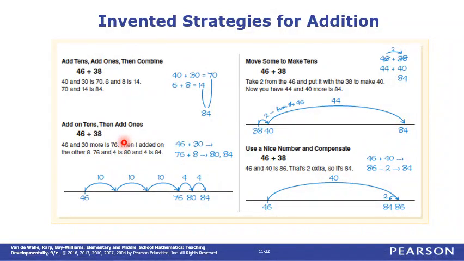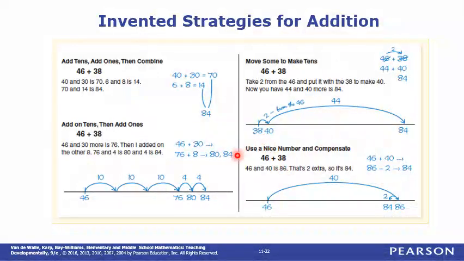The next strategy is move some to make tens. And so here you're just taking units from one number and bringing them to the other. So here we take 2 from the 46 and put it with the 38 to make 40. But since we took 2 from the 46, we now have 44. So 44 and 40 more is 84. So, borrowing to make a full group of 10.